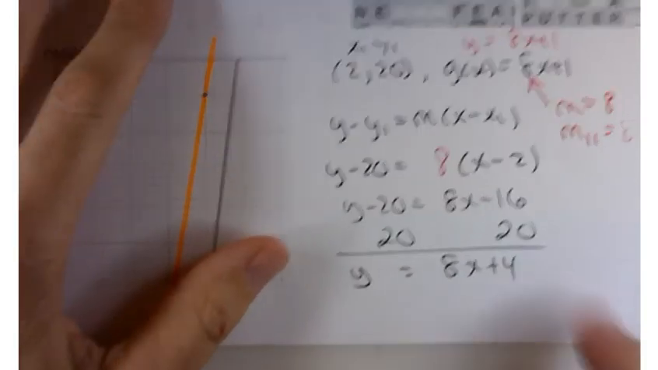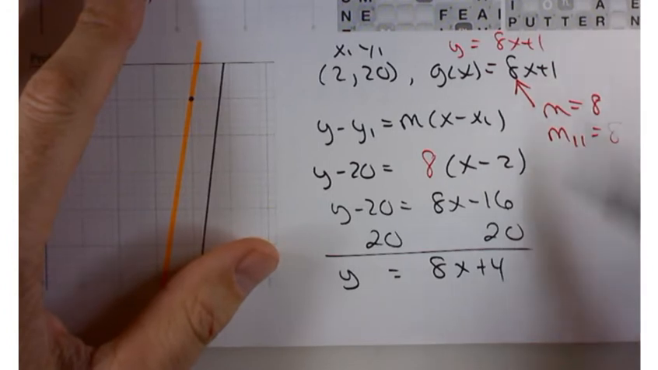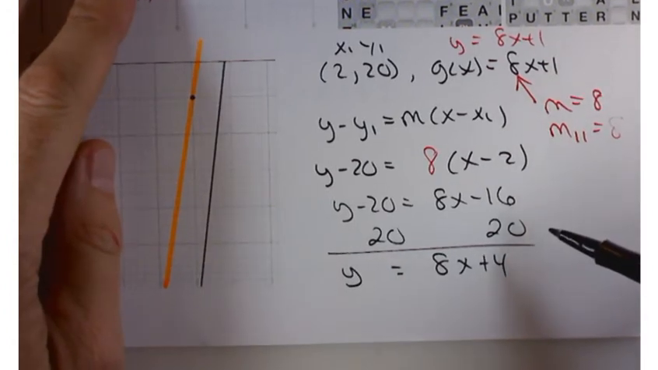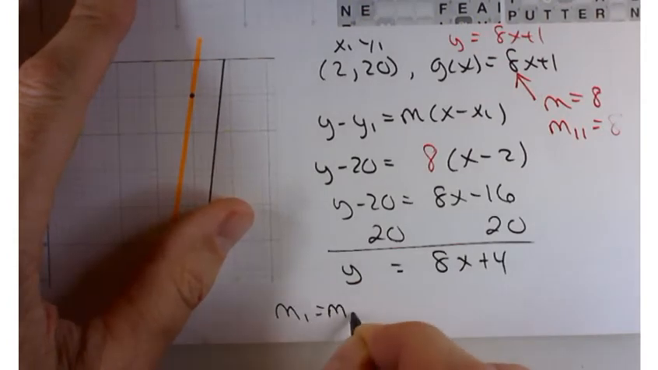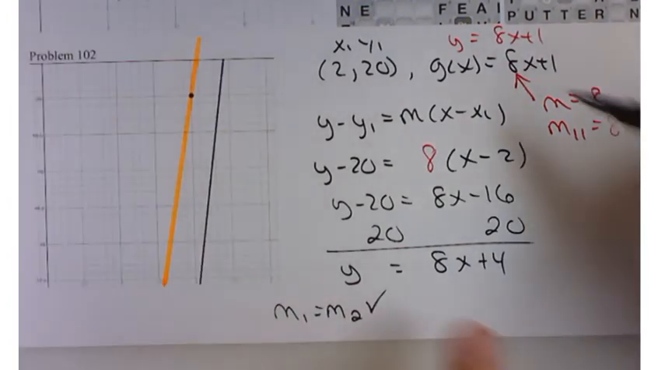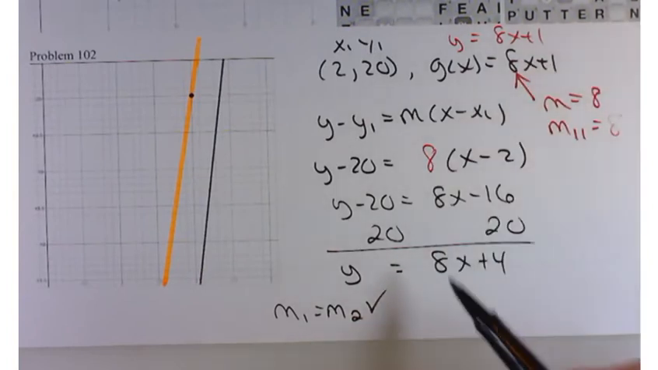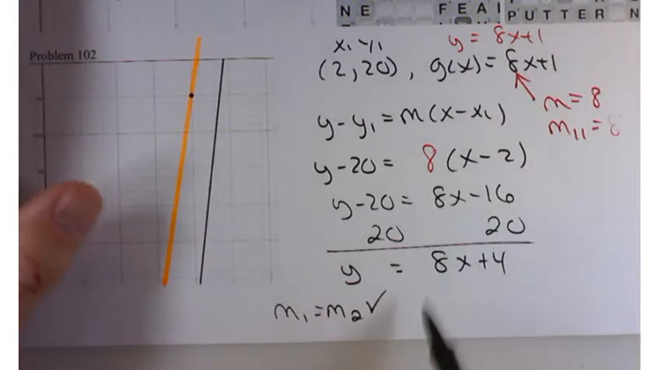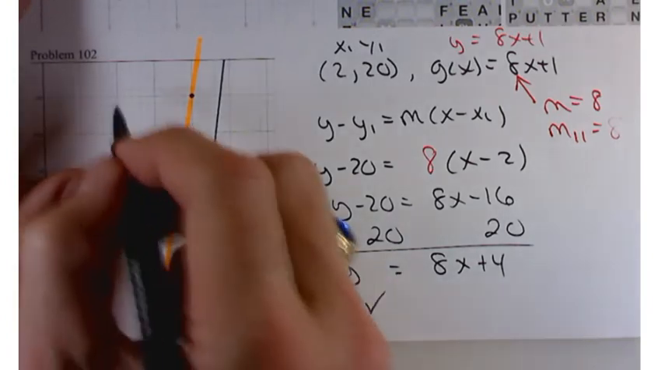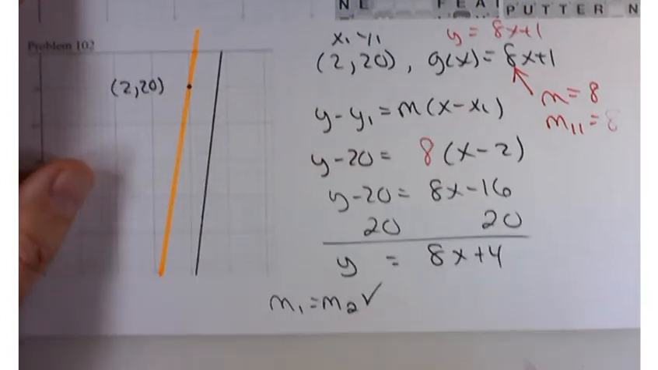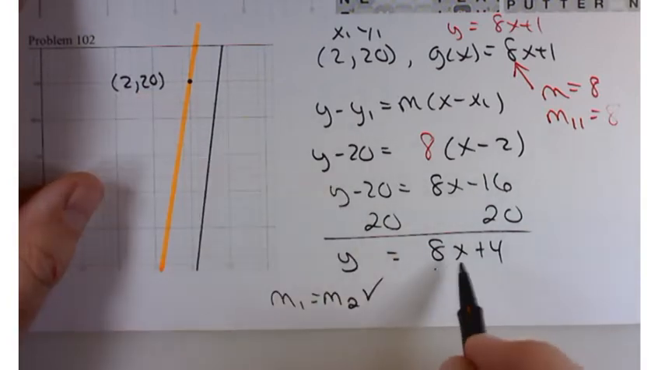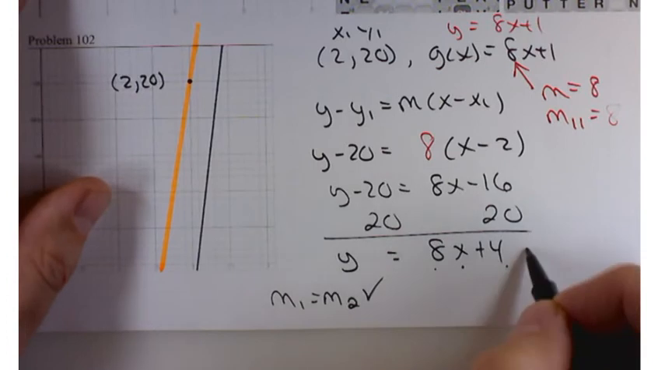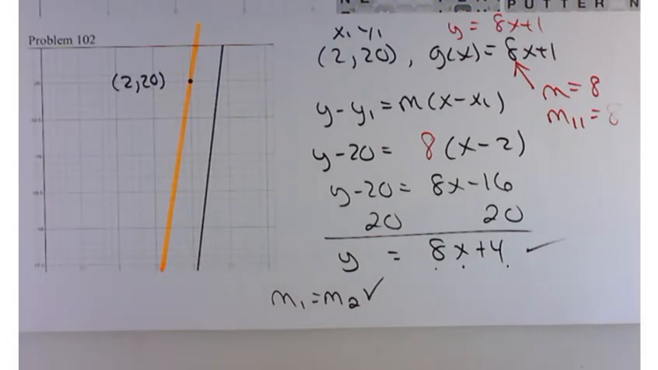Can anyone tell me that these two lines are parallel with certainty? Why? Same slope, right? So the same slope, m1 equals m2. Check, we got that. Same slope, 8 and 8. Last thing I need to check is that this line goes through the point (2, 20). How do I do that? Plug it in. 8 times 2 is 16, plus 4 is 20. It checks. Cool.